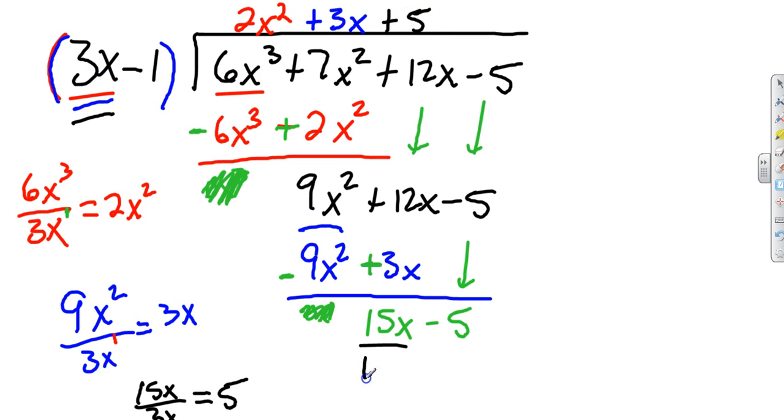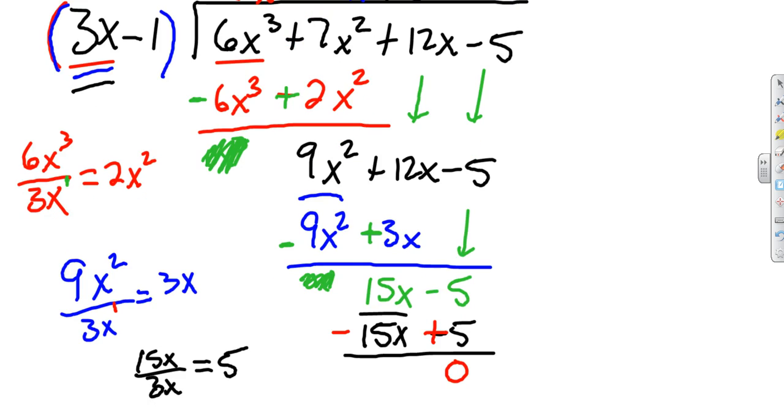5 times 3 for 15. 5 times 1 for 5. And same thing again, go back and change both of the signs. And this one comes out to be 0. So there is your answer. Just kind of pull out 2x squared, 3x, and 5.